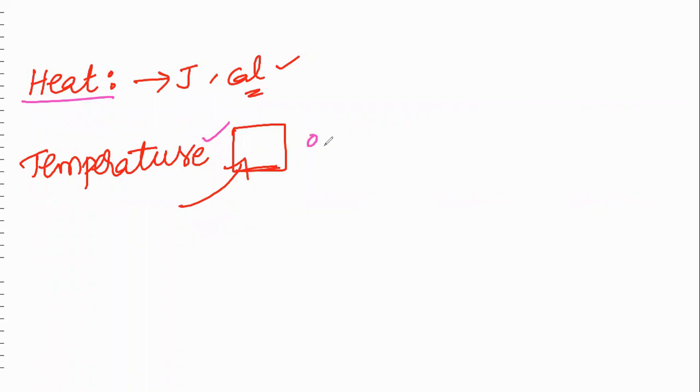Temperature is measured in degree centigrade, in Kelvin, or in Fahrenheit. It is measured with the help of the Celsius scale, Fahrenheit scale, or Kelvin scale. So to measure the heat, we use the calorimeter, right?